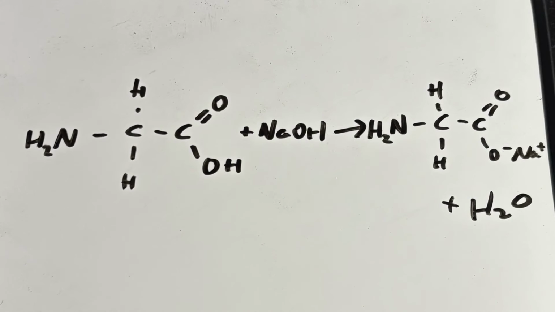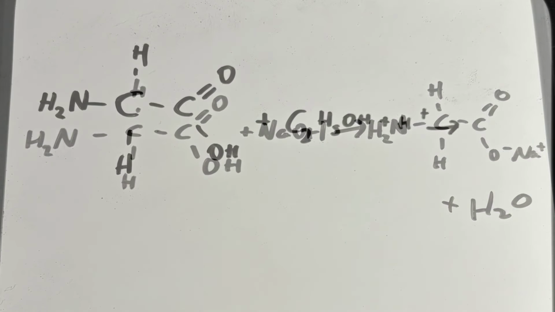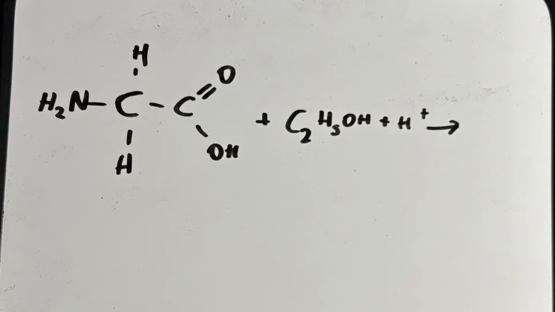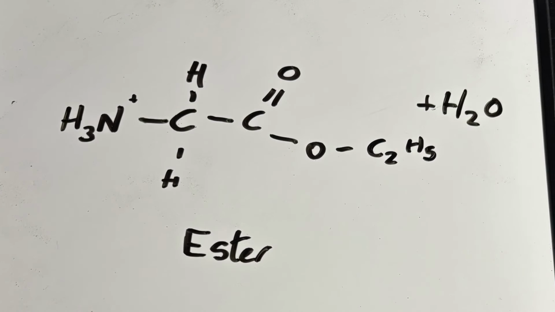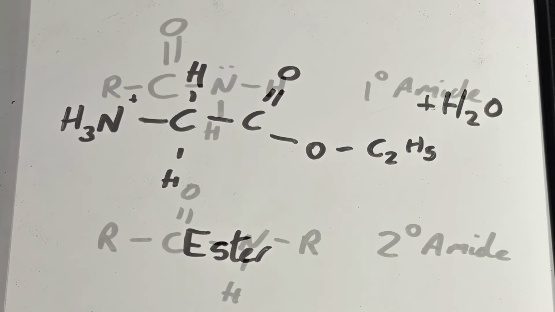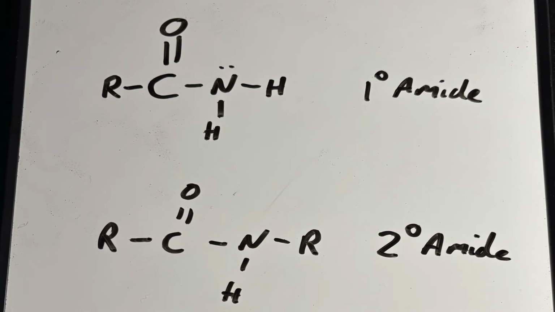And obviously, as it is an acid, you can react it with a base to form a salt and water. Now, reacting an amino acid with ethanol and hydrogen ions will give you an ester and water. And this can, in some cases, form amides, which are like amines, except they're attached to a carbon that's double bonded to an oxygen. And just like amines, these can be primary, secondary, or tertiary, depending on the number of hydrogens attached to that nitrogen.